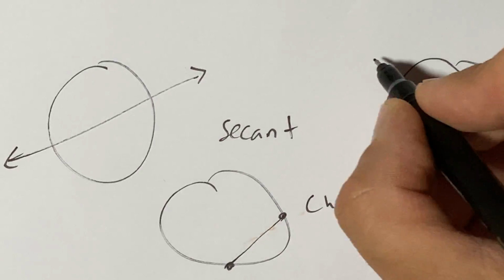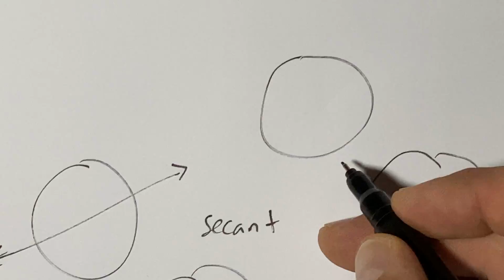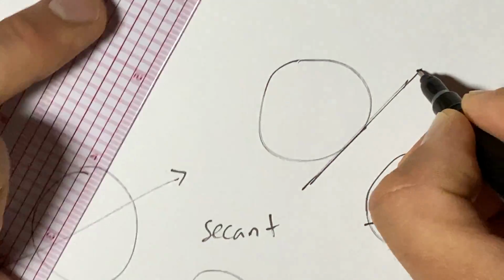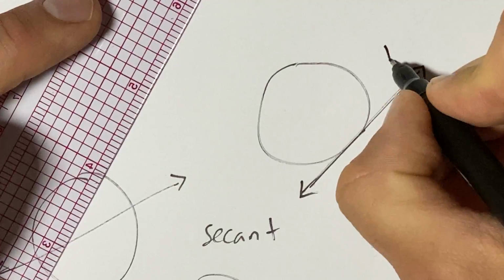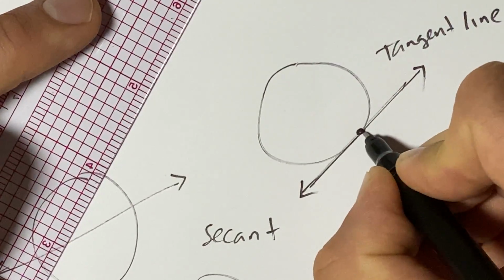And do you know that when a line touches a circle at one point, that line is called a tangent line? And the point where it touches would be the point of tangency.